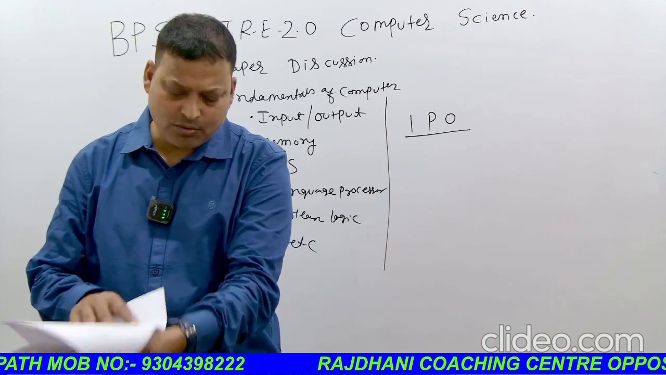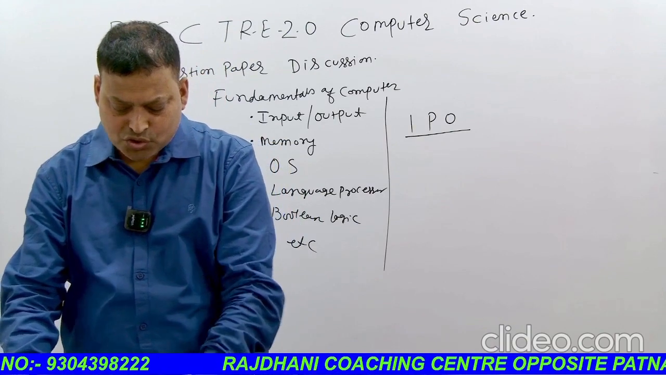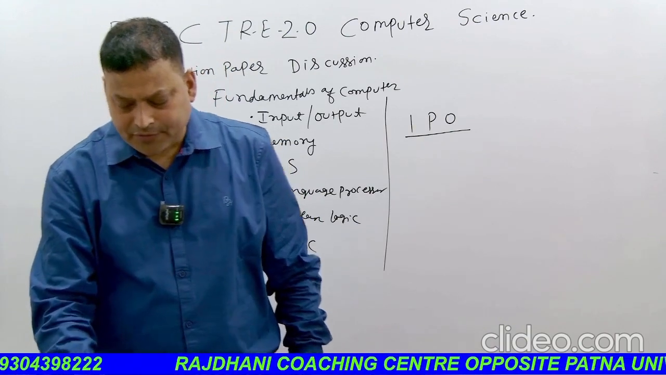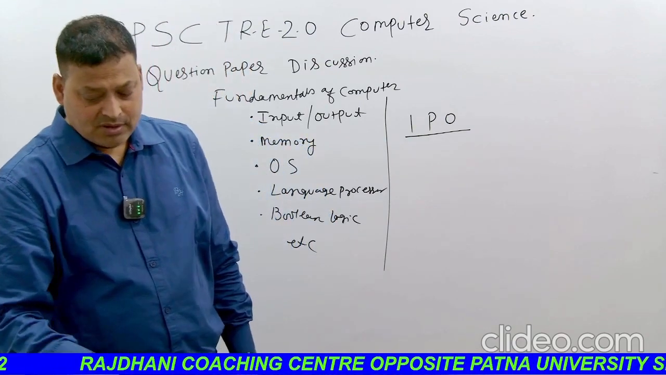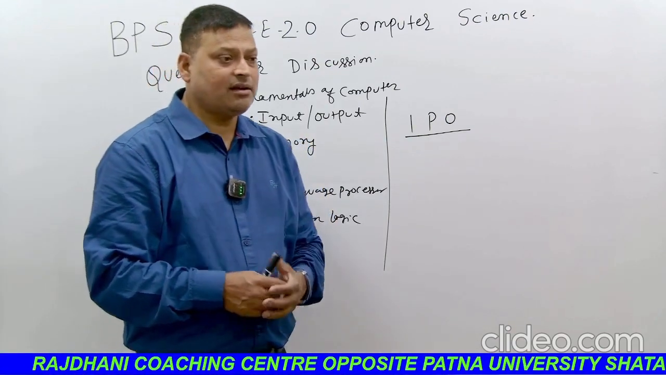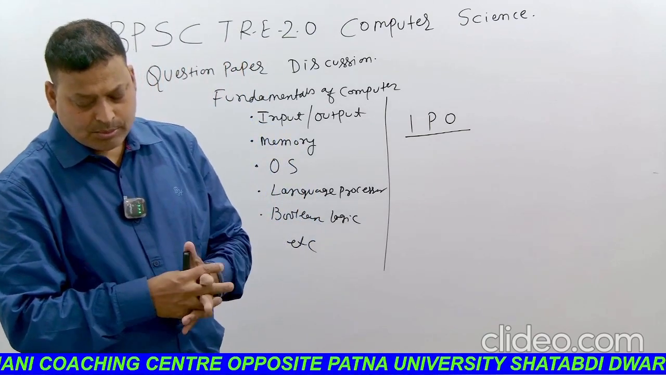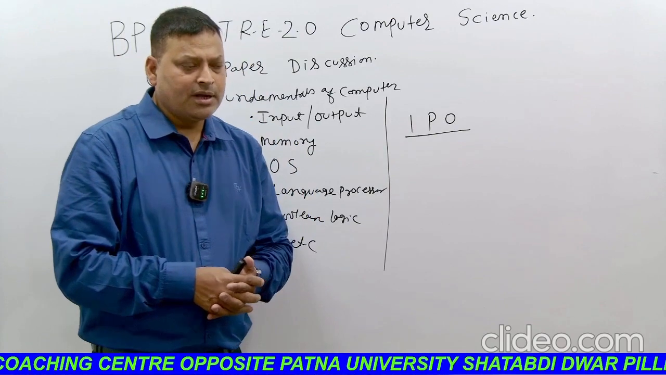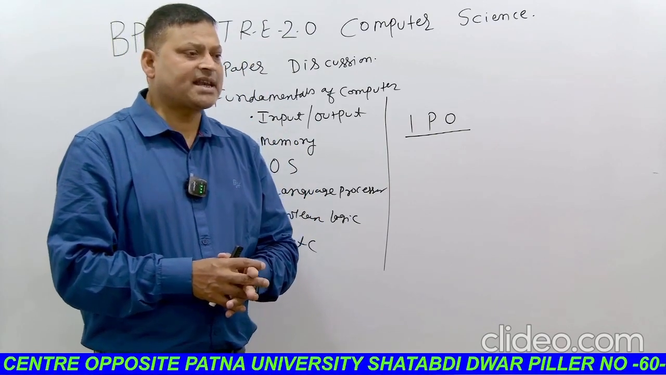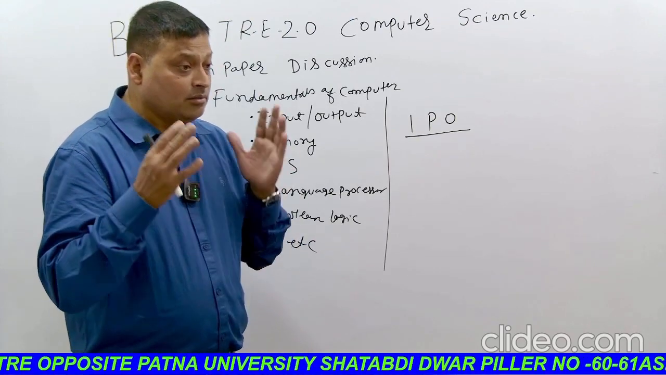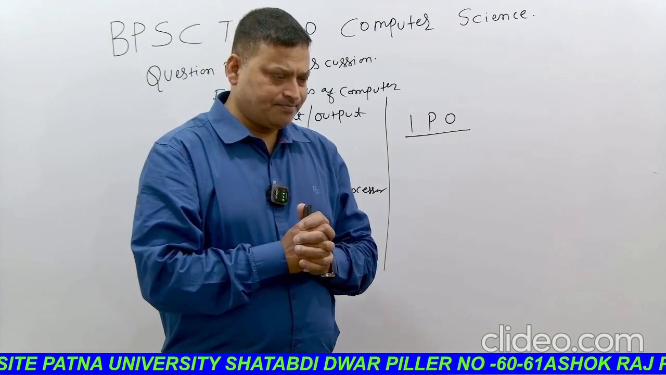Now, the next question: dash is used to store software that does not update. Mind it, the options are SRAM, DRAM, ROM, more than one of the above, none of the above. Now see, what is SRAM? SRAM is a kind of primary memory, but it is volatile in nature.